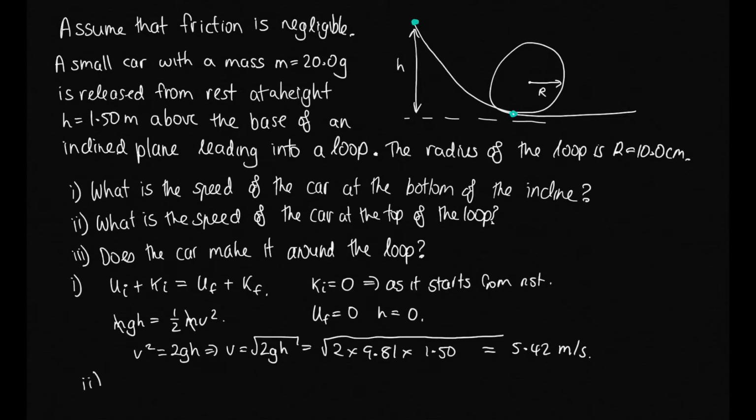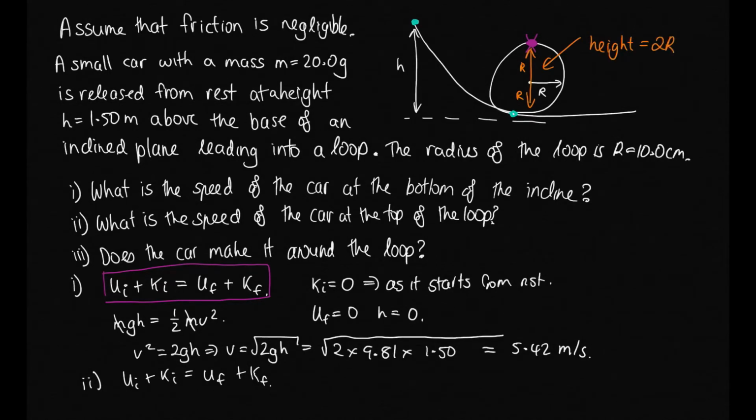Okay, part 2 then says, what is the speed of the car at the top of the loop? Okay, so now we're trying to work out the speed at this purple point here. What we'll need to do is use this equation again, the initial potential energy plus the initial kinetic energy is equal to the final potential energy plus the final kinetic energy. But what's a bit harder now is that the height of the car at this purple point is not 0. We've got r there and r there. So this tells us that the height is equal to 2r.